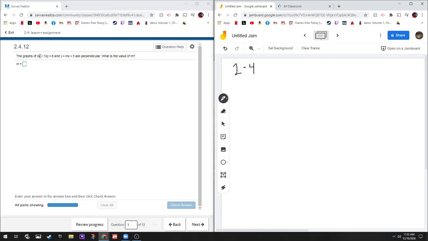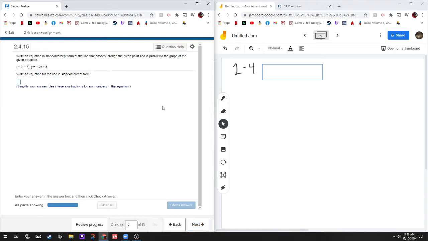The graphs of 4x plus 12 equals 8 and y equals mx plus 5 are perpendicular. What is the value of m? There's a whole lot going on in this question. We are actually starting with one of the most complicated questions, so I'm going to skip that. We will come back to that one. This one's a little bit better for starting out. The first question is really good, and we're going to come back to it.